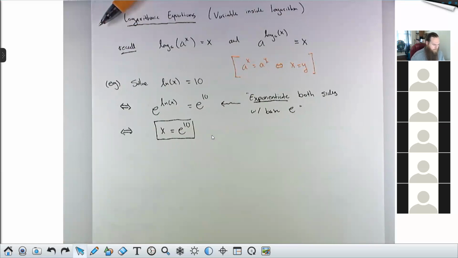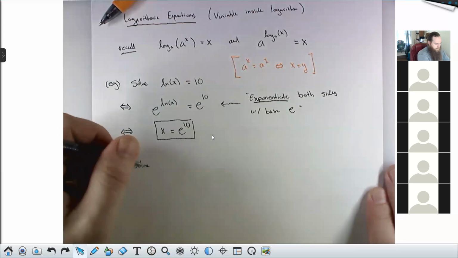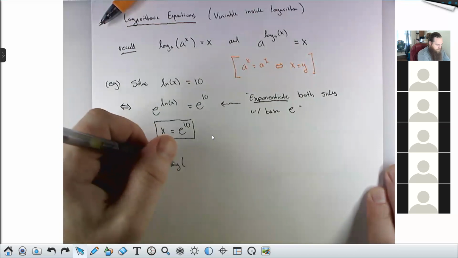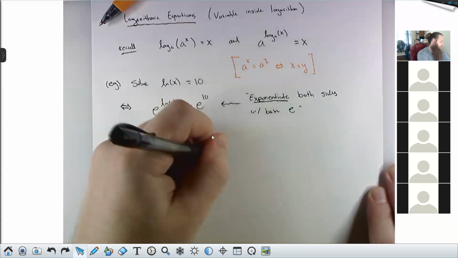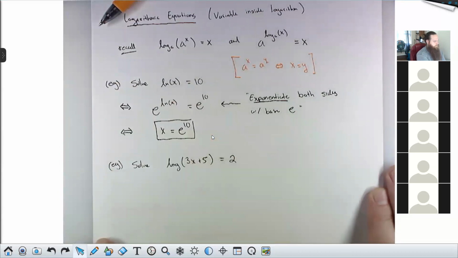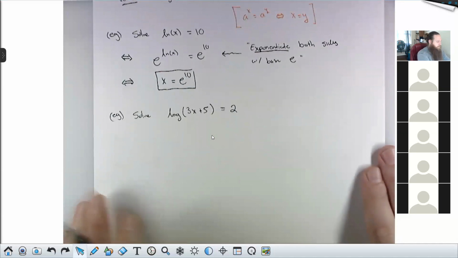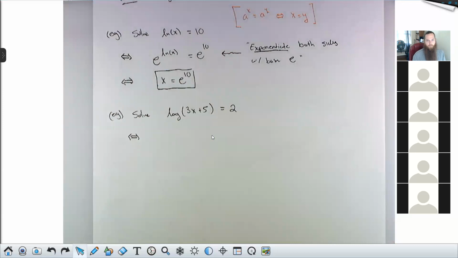Let's try one or two more. How about the log of 3x plus 5 is equal to 2. Again, I'm going to exponentiate both sides using the appropriate base. So what base will I use here? 10. Yeah, because the base of this log is 10.